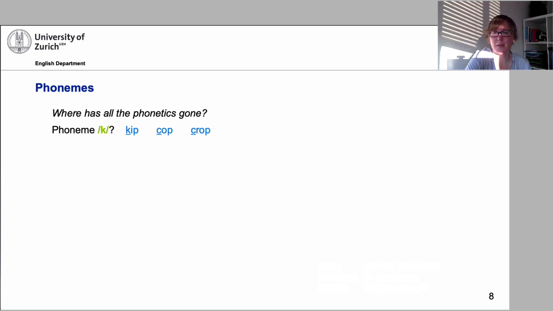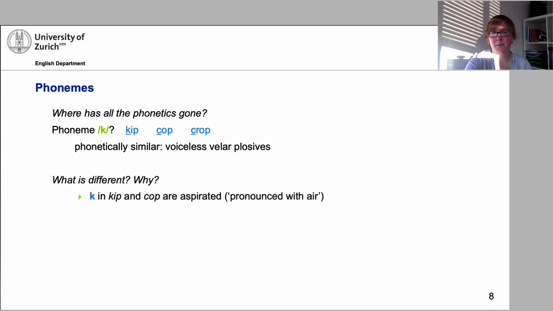If you take the k in kip, cop, and crop, you may have noticed that they are slightly different, although they're phonetically similar, voiceless velar plosives. For the k in kip and cop, you should feel a puff of air, so that k is pronounced with air, whereas that is absent in the crop example. The k in cop is slightly further back than in kip. If you say cop, kip, cop, kip, you may feel your tongue moving forwards and backwards as you alternate between the two words.